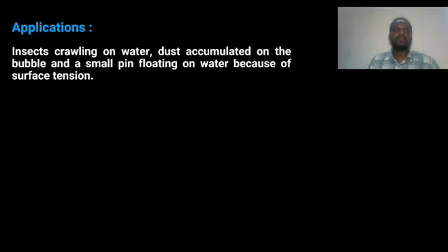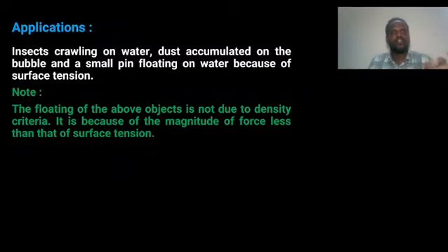You can look at the applications of surface tension. Some insects crawling on water, ants crawling on water, dust accumulated on a soap bubble, a small pin floating on the surface of water. If you place it carefully, the small pin will float on the surface of water. This is not due to density criteria. Ant density is less than water and dust density is less than water. A small pin is lighter in weight than the water, but it is not due to density. It is due to surface tension, the floating of the above objects.